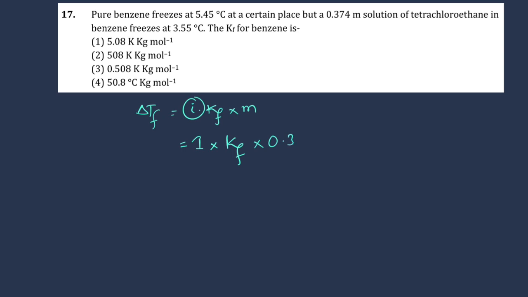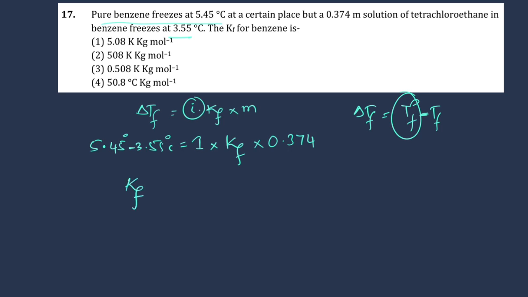The molality is 0.374, and the pure solvent freezes at 5.45 degrees Celsius, and the solution freezes at 3.55 degrees Celsius. It means delta Tf is equal to T naught f minus Tf. So pure solvent is 5.45, minus 3.55 degrees Celsius.